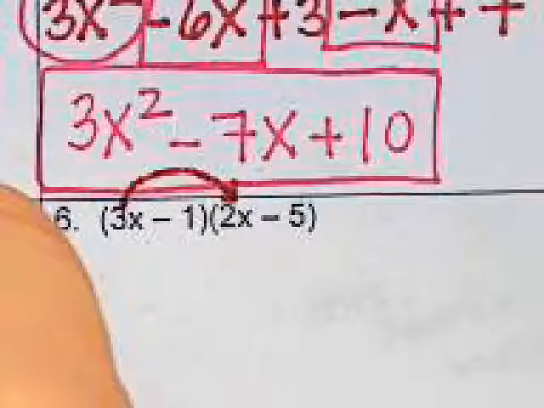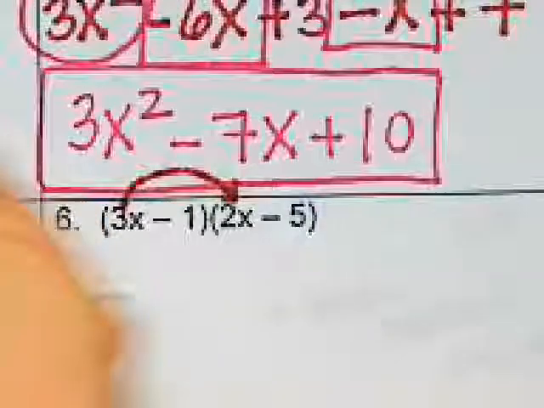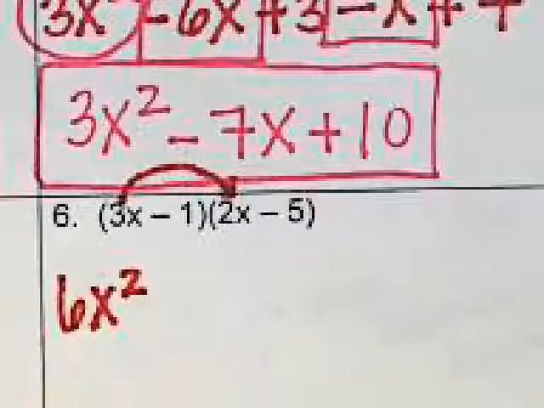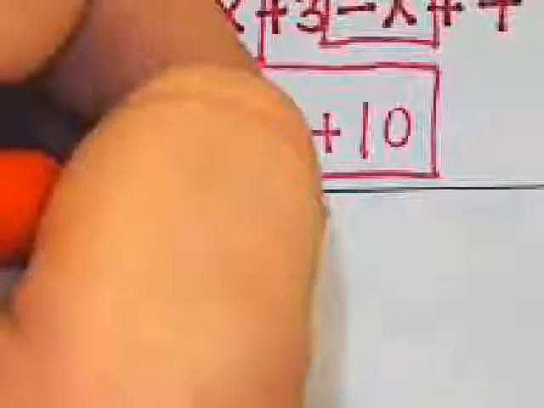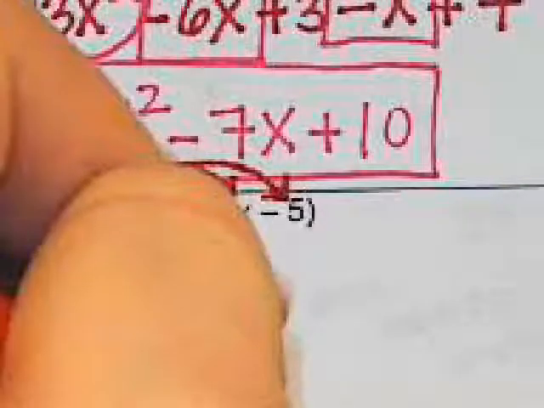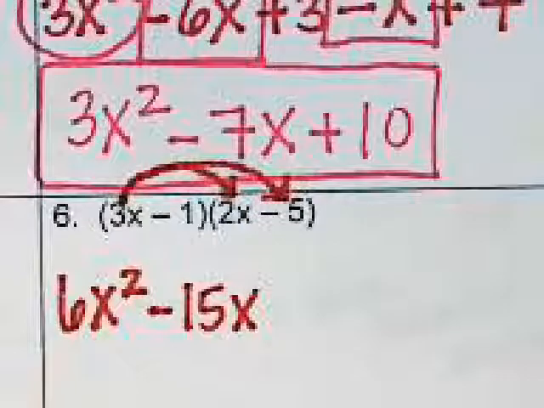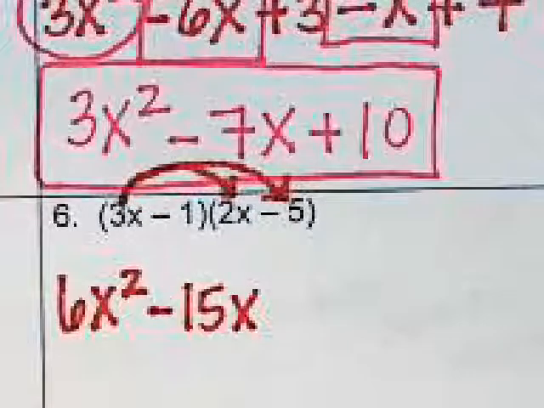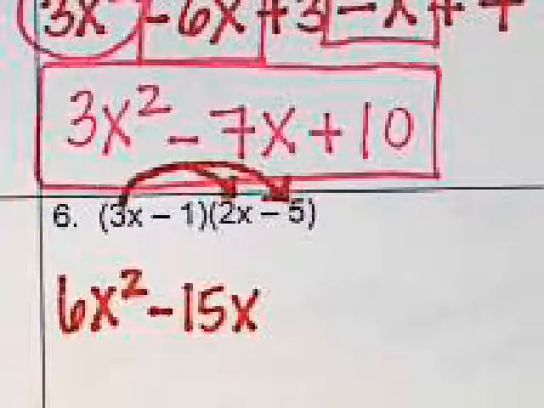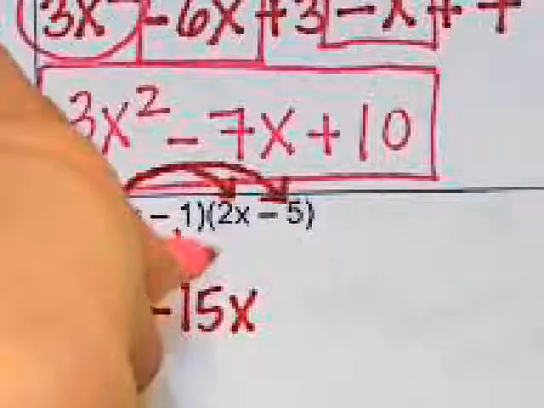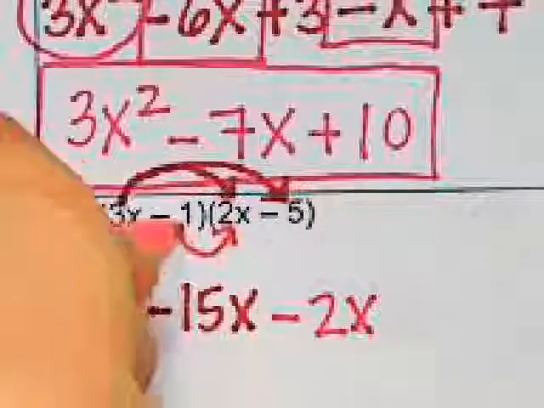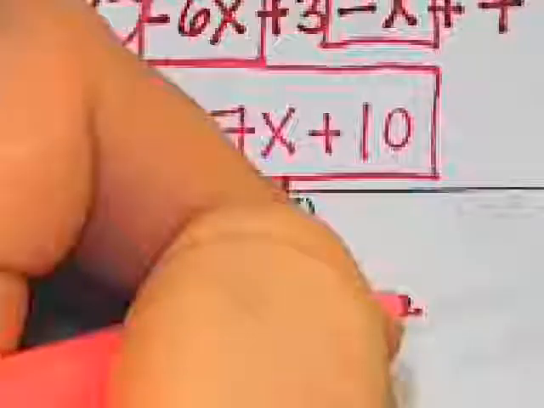Well, 3 times 2 is 6. How many x's do I have? 2. Then I do 3x times negative 5 is negative 15x. Now what? Underneath arrows, right? Go to the negative 1 and go underneath. Negative 1 times 2x. Negative 2x. Negative 1 times negative 5 is plus 5.